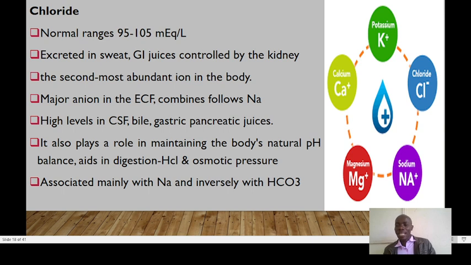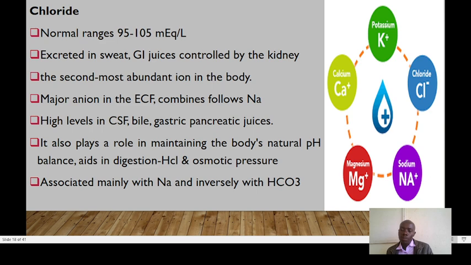The second electrolyte we're looking at is the chloride ions. Guys, the normal range is between 95 to 105 milliequivalents per liter. Chlorides are normally excreted in sweat, GI juices, and this is majorly controlled by the kidney. Chlorides are the second most abundant ion in the body, and the major anion in the extracellular space. It normally combines with and follows sodium, so we have sodium chloride. Higher levels will be found in the cerebrospinal fluid, the bile, the gastric and pancreatic juices.